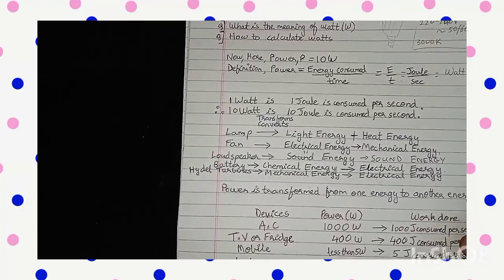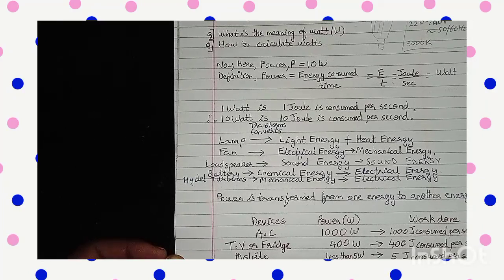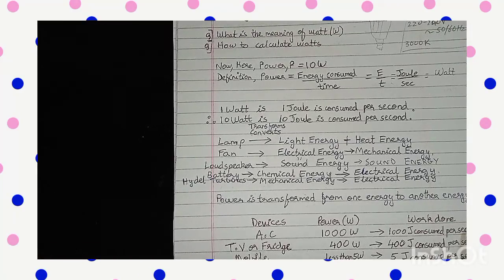What is the meaning of watt? It is for the concept of power. P is the power denoted. For example, if that bulb which I told you right now is 10 watt. So how do we define power? Power is defined as the energy consumed divided by time. Energy is represented by capital E, and small t is for seconds.